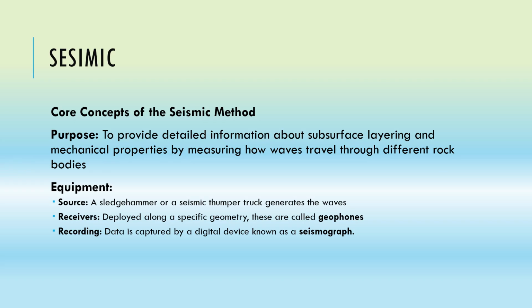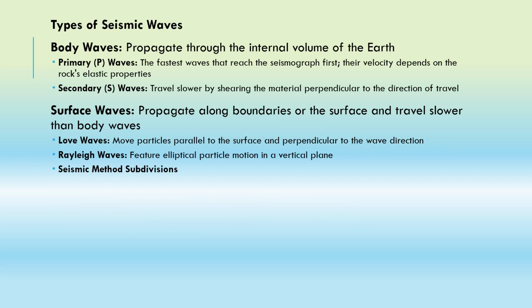So what are the equipments? Previously, we saw two electrodes kept in electrical resistivity, but here we will be keeping a receiver, a recorder and a source. The receiver will be the geophones, the recorder will be the seismograph, and the source will be the seismic hammer or truck that will generate the waves. Before going into the working principle of the seismic method, first we have to know what types of seismic waves we get from the earth.